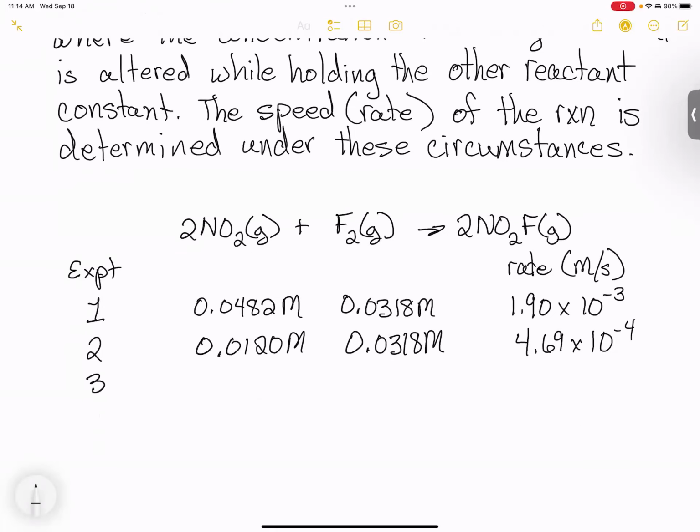Experiment 3, I have 0.0482 molar NO2, 0.127 molar F2, and this has a rate of reaction of 7.57 times 10 to the minus 3. From these 3 experiments, we can determine the order of each reactant, and we can write the rate law for this reaction.